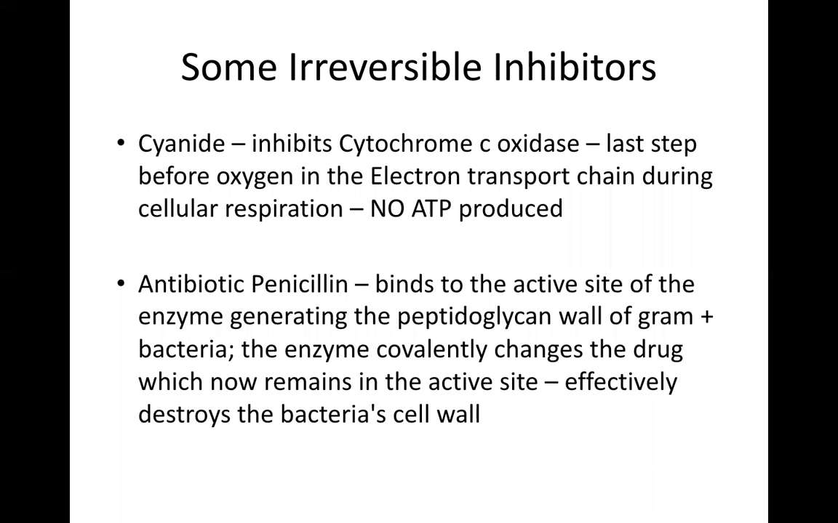The antibiotic penicillin is another poison, except it poisons bacteria. It binds to the active site of the enzyme which generates the peptidoglycan wall of gram-positive bacteria. So the antibiotic penicillin will actually change the enzyme and effectively destroys the bacteria's cell wall. Bacteria divide every 20 minutes. If you can't make any more cell wall, bacteria cannot divide. So this is how the antibiotic penicillin works. It inhibits the enzyme responsible for making the cell wall of gram-positive bacteria.